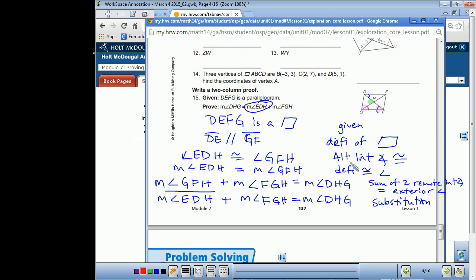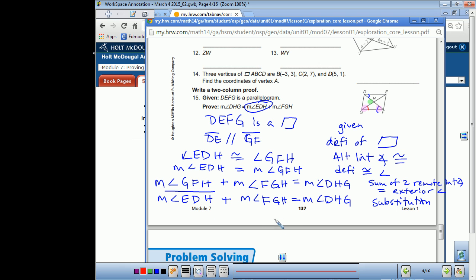So these two are congruent because the alternate interior angles are congruent. If angles are congruent, then their measures have to be the same. That's the definition of congruent angles. Okay, and then this plus this has to equal that because the sum of the two remote interior angles is equal to the exterior. Then we can just use substitution. Substituting, and we're done, because GFH is equal to EDH. Substitute.